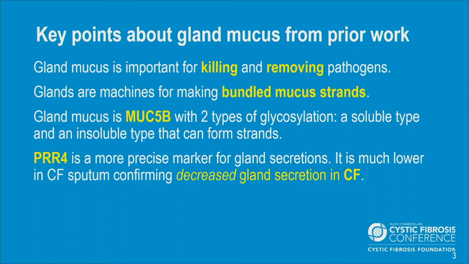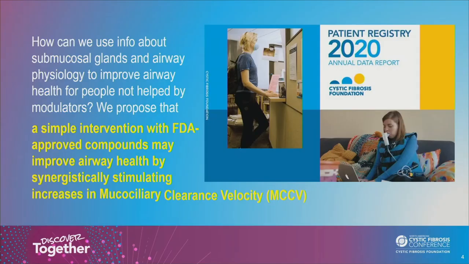And interestingly, PRR4 was discovered to be a much more precise marker for gland secretions, and it is at least 30-fold lower in CF sputum, confirming decreased gland secretion in CF. Music to my ears, of course. Well, what's next? What we'd like to do is leverage this information about submucosal glands and airway physiology to improve airway health for people not helped by modulators. And we propose that a simple intervention with FDA-approved compounds may improve airway health by synergistically stimulating increases in mucociliary clearance.